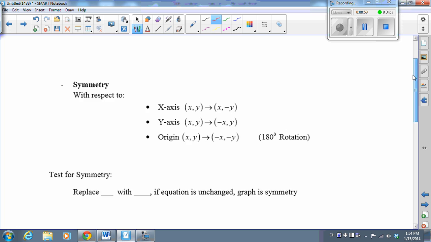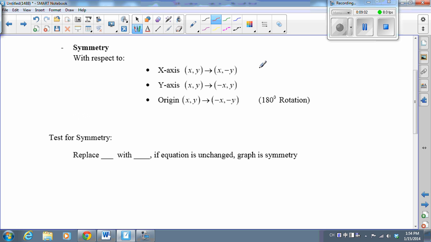Let's continue with our coordinate geometry. Let's talk about symmetries. We can have symmetry with respect to the x-axis, the y-axis, or the origin. When two points are symmetric with respect to the x-axis, imagine I have this point, with some value (1, 2). The symmetry of this point with respect to the x-axis will be the point down here, and its coordinate will be (1, -2).